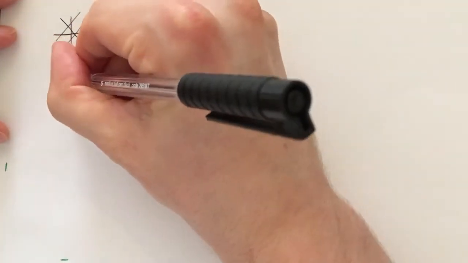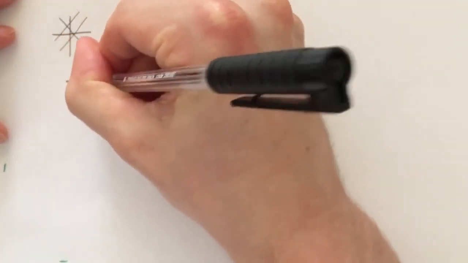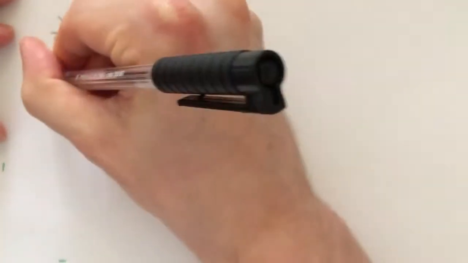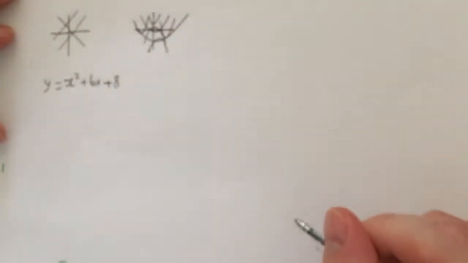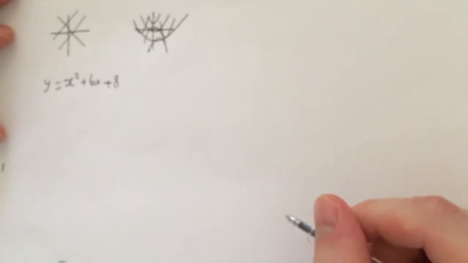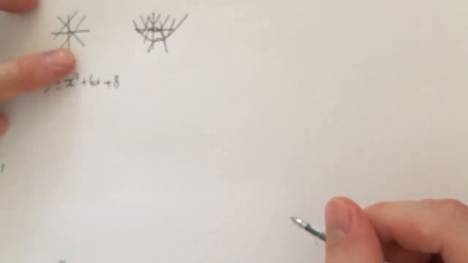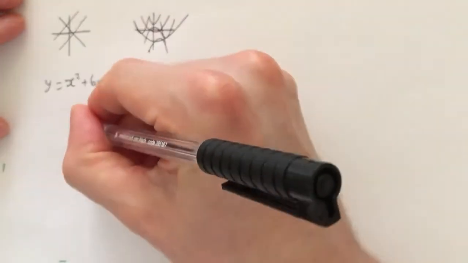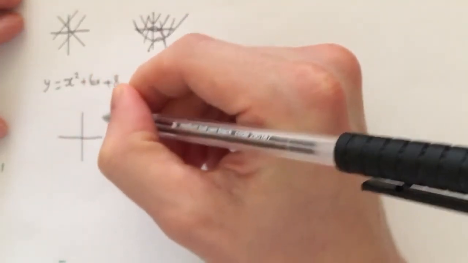Now let's say I have, for example, x squared plus 6x plus 8, but because I wanted to draw a graph, it'd be y equals that. When I look at this, I'll say to myself, well, how do I sketch something that looks a little bit like that?